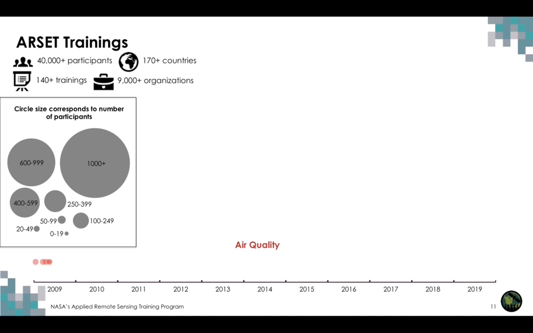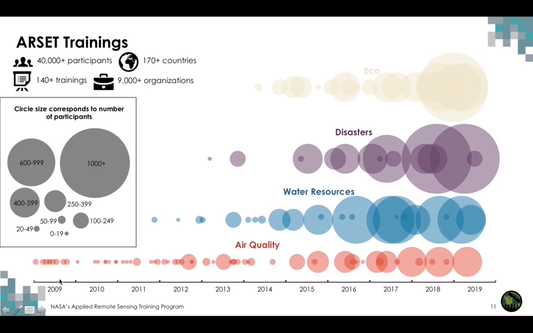Here is the overall performance of ARSET since 2009. As you can see, the bubbles show the size of the corresponding number of participants, and since 2009, participation has grown in ARSET trainings in all thematic areas. We have conducted 140 plus trainings, covering more than 9,000 organizations, including 170 plus countries, and total participation is more than 40,000 participants.